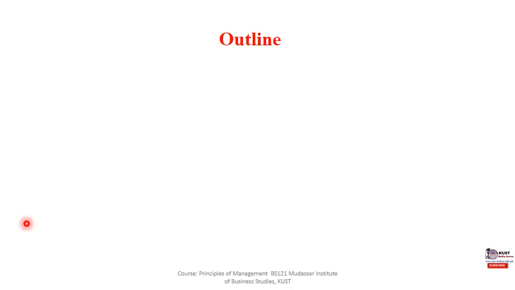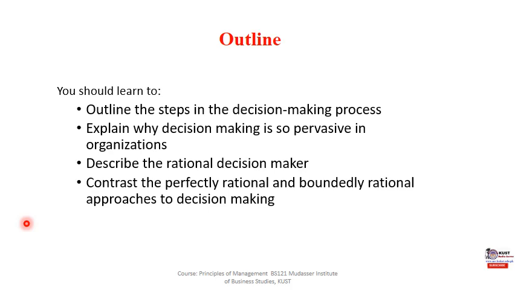Before starting our lecture today, let's have an outline of this chapter. After reading this chapter, you should learn to outline the steps in the decision making process. You should also be able to explain why decision making is so pervasive in organizations. You should describe the rational decision makers, and contrast the perfectly rational and bounded rational approaches to decision making.